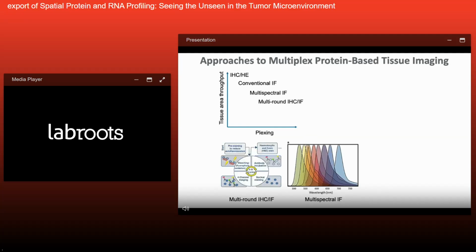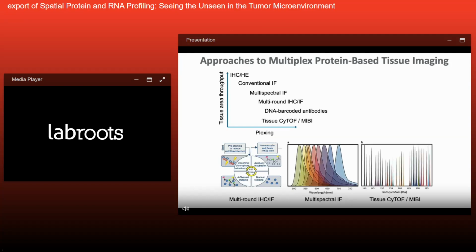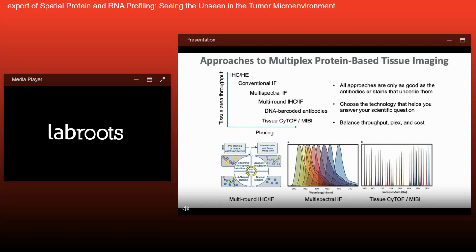And then there are multiple additional technologies, including multi-round immunohistochemistry and immunofluorescence, DNA barcoded antibody approaches, and tissue cytometry and MIBI that offer the opportunity to look at dozens of markers, but at the cost of having a very low tissue throughput. We found for most of the assays in our lab that multispectral immunofluorescence offers the best trade-off between plexing and tissue throughput. But I think it's important to note that all of these approaches are only as good as the antibodies or stains that underlie them, and that it's very important to choose the technology that helps you answer your particular scientific question. And all of these questions require a balance of throughput, plexing, and cost.